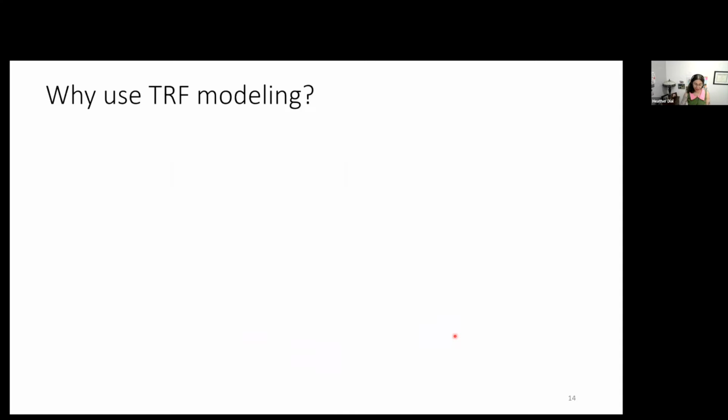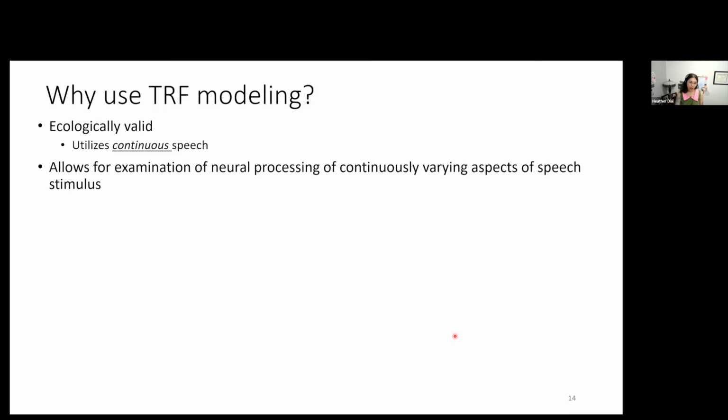Now, why would we use TRF modeling at all? So TRF modeling, what we've argued and what others have argued is that we're using a more ecologically valid approach by using continuous speech. It allows us to examine neural processing of all of these continuously varying aspects of the speech stimulus. It avoids confounds related to overt responses.